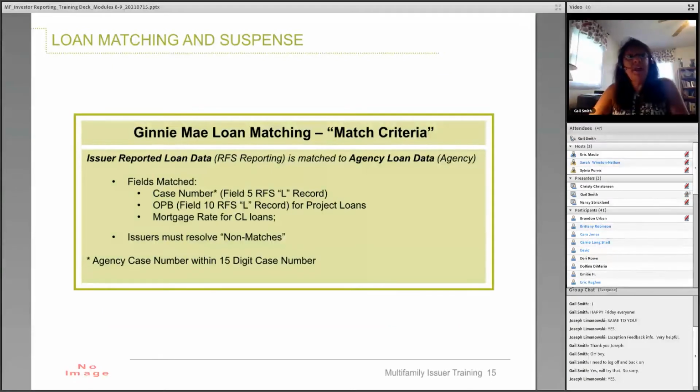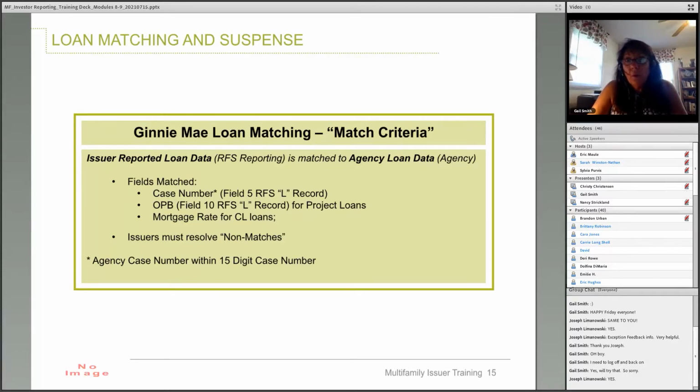So the matching criteria is for FHA case number and OPB for project loans and mortgage rate for construction loans. And this also applies to rural multifamily, so it's a two-string match. Issuers are asked to resolve their non-matches every month. Again, we match on the case number, the 15-digit case number. If you have questions on what that format is, it is in the GinnieNet user guide, and that does provide you with the format.